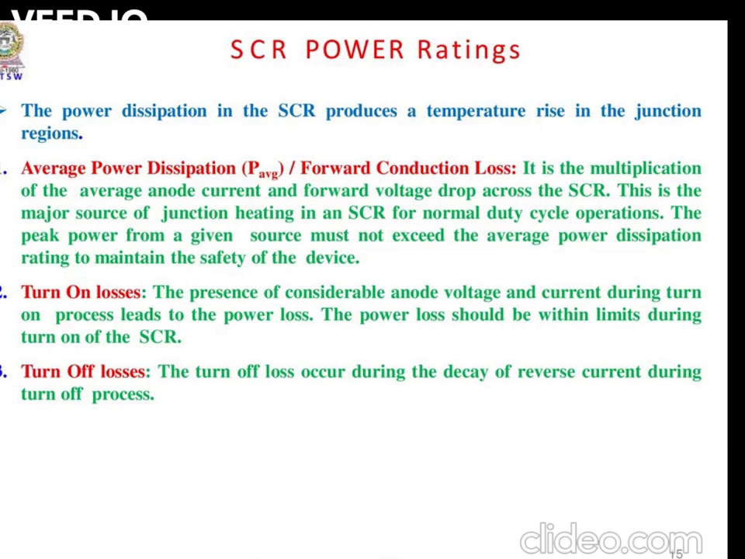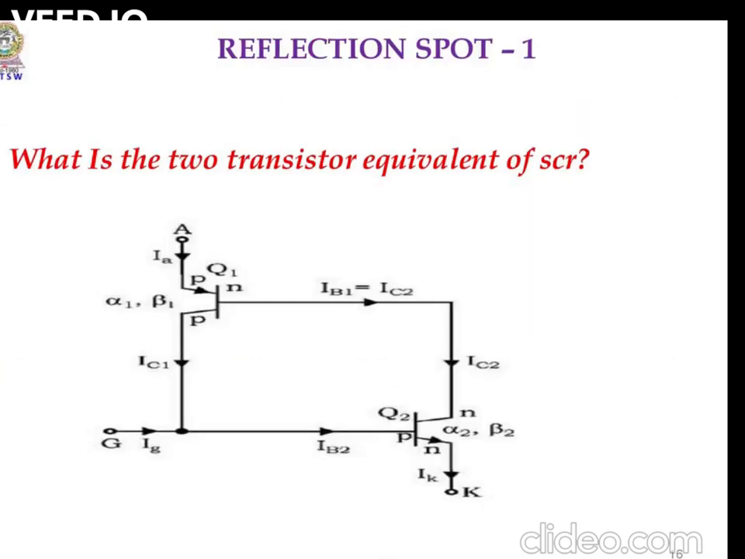Coming to power ratings, we have the average power dissipation, which is obtained from forward conduction loss, turn-on losses and turn-off losses. Turn-off losses occur mainly due to the decay of reverse current during the turn-off process of SCR.